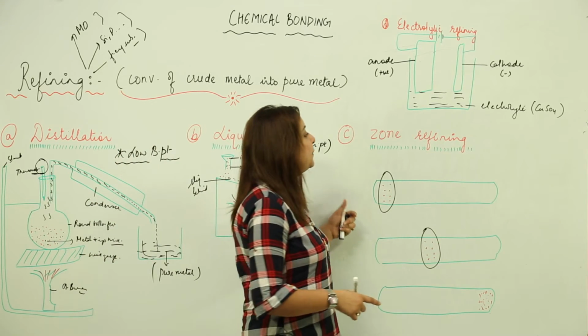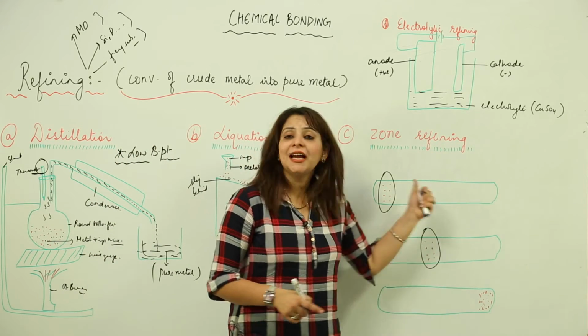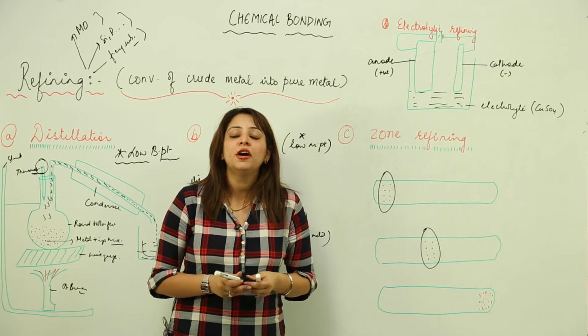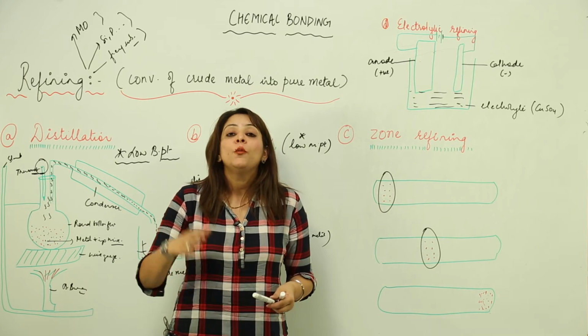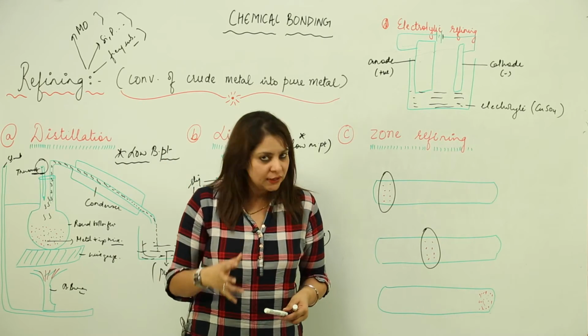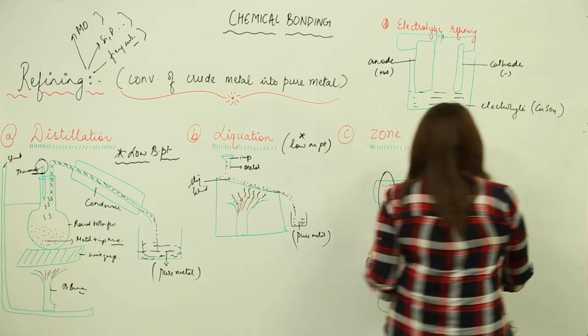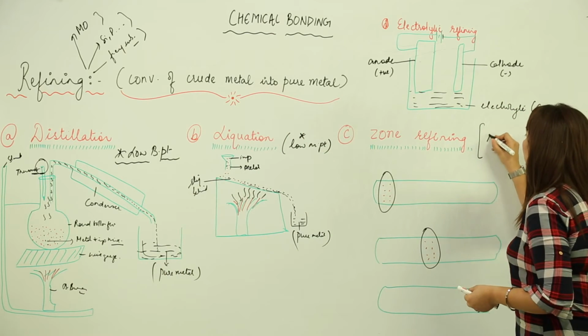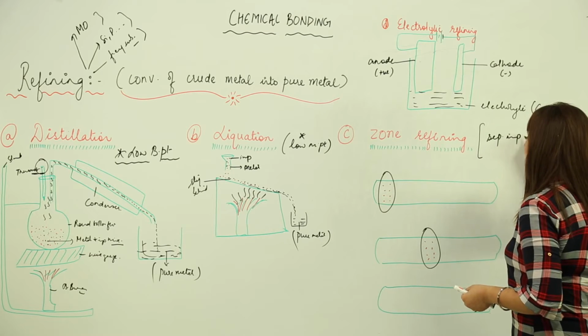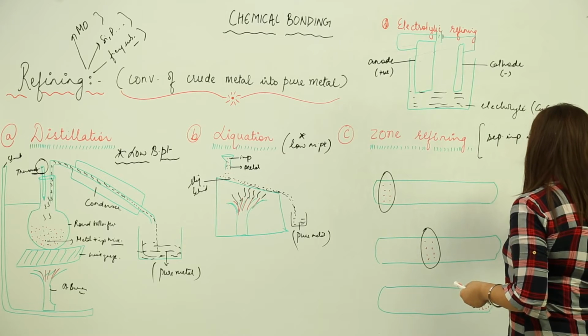The third step is zone refining. You know that this step is used for separating those impurities which can be separated in a molten state. So I'll just write it for you. Zone refining is required to separate impurities in molten state.